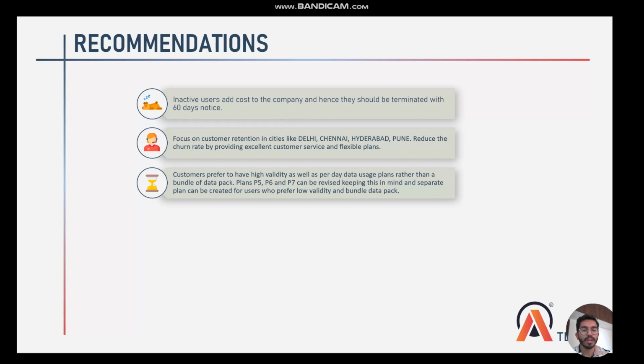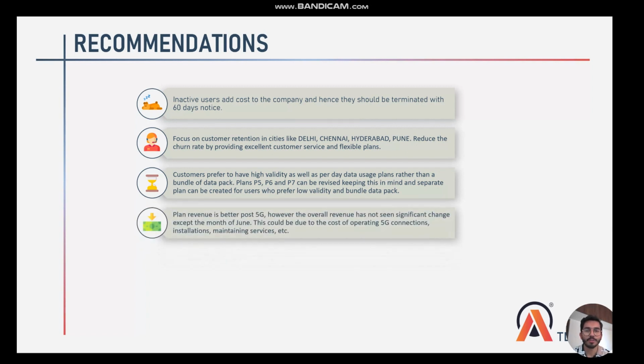So according to that, plan P1 is the most revenue-generating plan, and apart from that, P5, 6, 7 are plans which can be worked upon, and strategies can be made to have these revenues going higher. On the other hand, a separate plan could be created for customers who prefer day-to-day usage in terms of validity, and also small data bundle packs. So one plan could be created to cater to all these low validity and small bundle pack users.